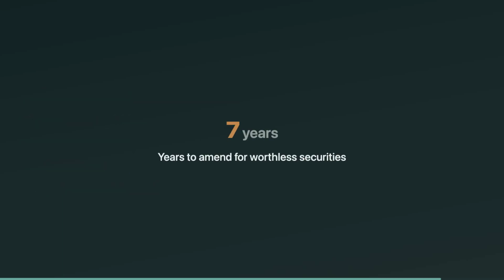Last, worthless securities. If a stock or certain corporate debt becomes totally worthless during the year, it's treated as sold for zero on the last day of that tax year. That deemed sale date matters for short-term versus long-term. You report it on Form 8949 and you literally label it as worthless. Another exam favorite, you get a longer amendment window, up to 7 years, to claim a worthless securities loss instead of the usual 3.